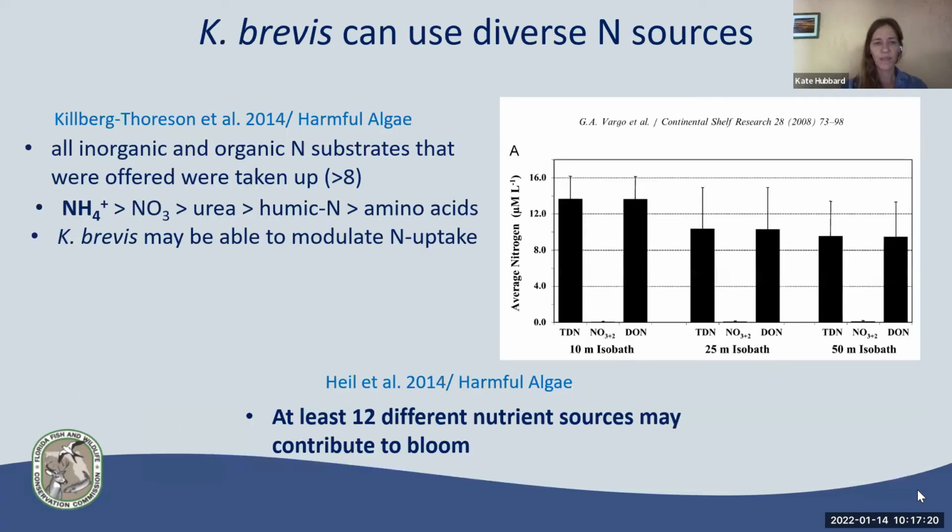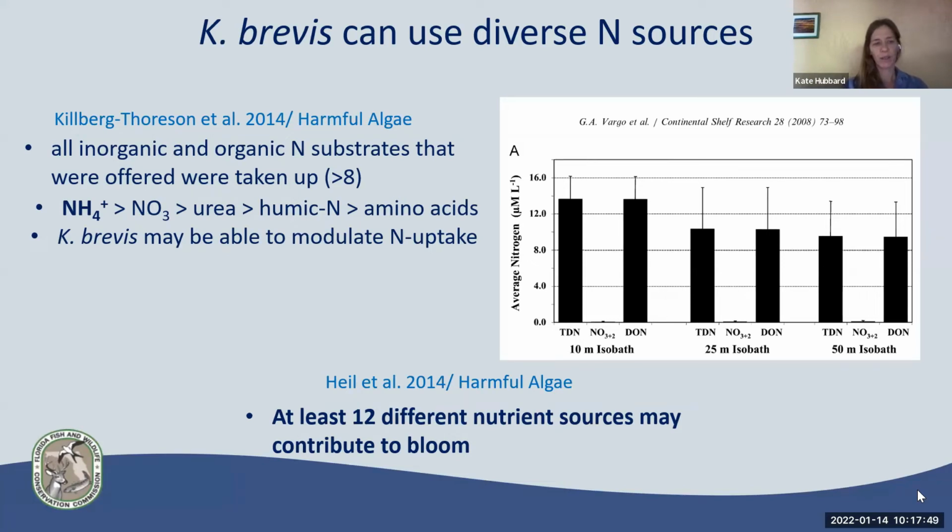Next. And we also know from a lot of the research that's been done that Karenia brevis has a similar propensity for growth on different nitrogen sources. And this has been examined in a number of studies, but one in particular looked at more than 8 different sources or types and was able to see that there was a strong preference for ammonium, then nitrate, then urea, and then some other sources that are likely to be present in the environment.